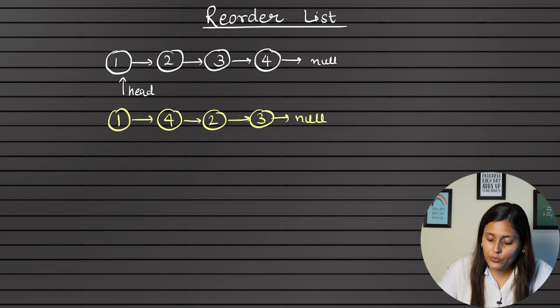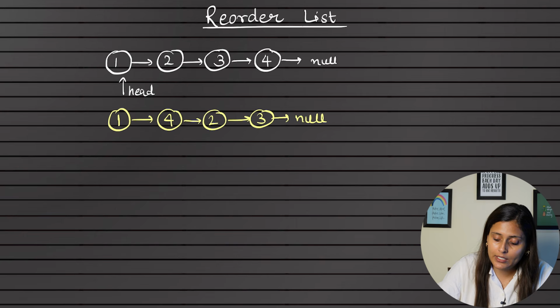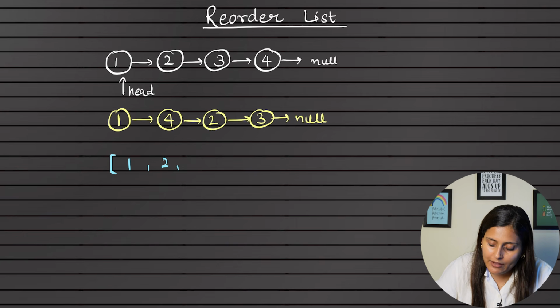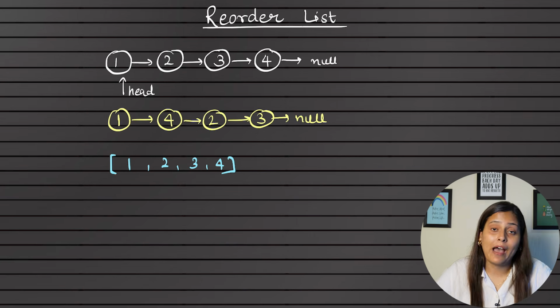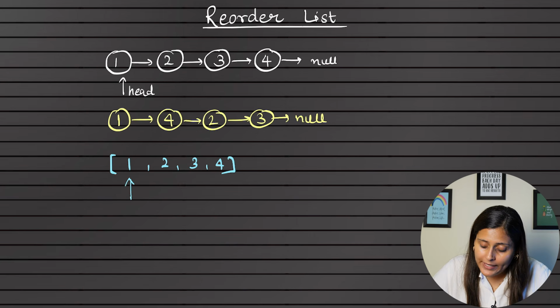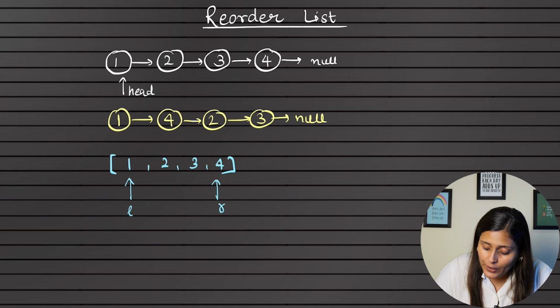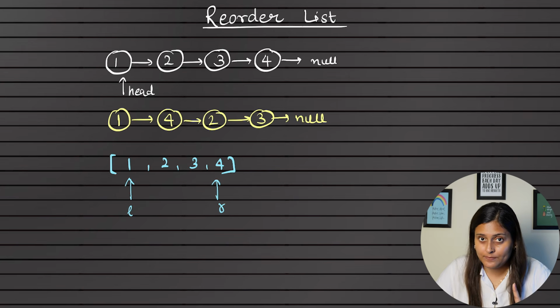Suppose brute force approach, what we have to think, instead of linked list, suppose we have a list. So 1, 2, 3, 4. This is what we have. How will we be able to connect this and this? For this, for sure we need 2 pointers, left and right. Can I say that? Correct.